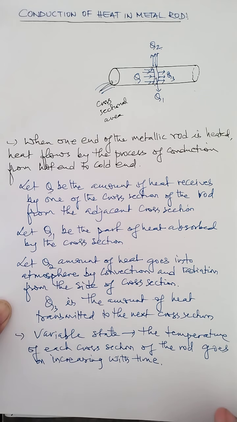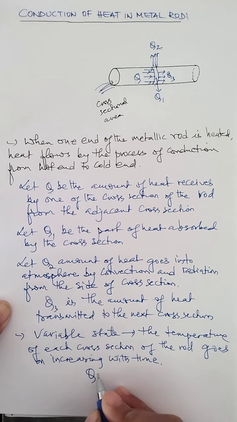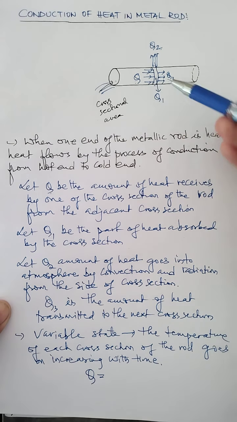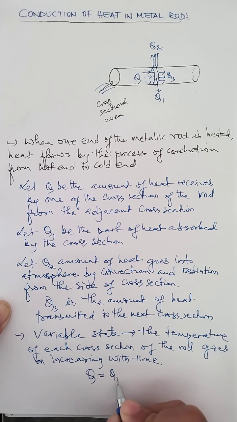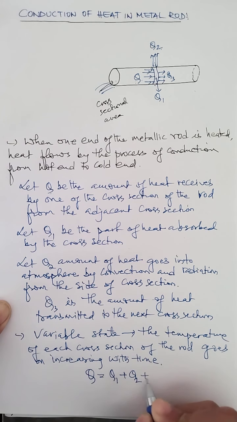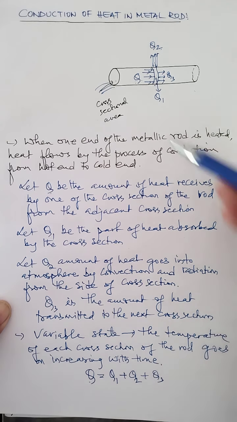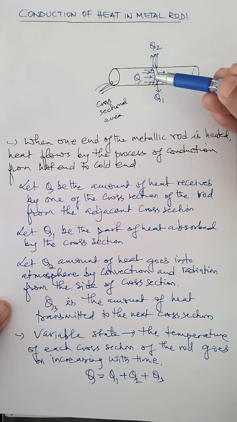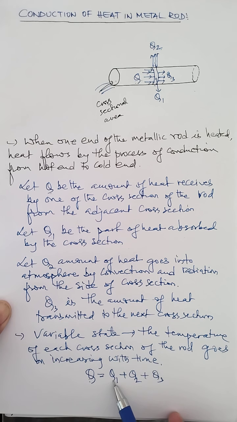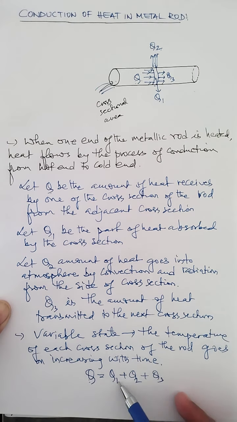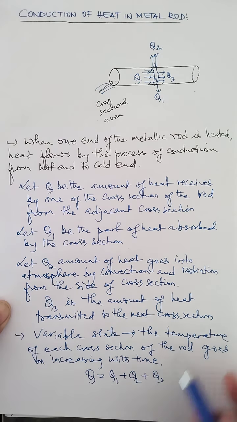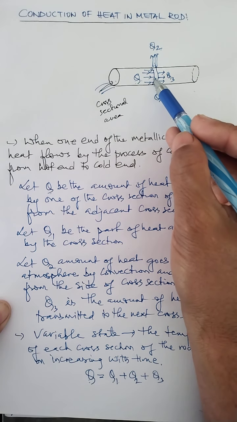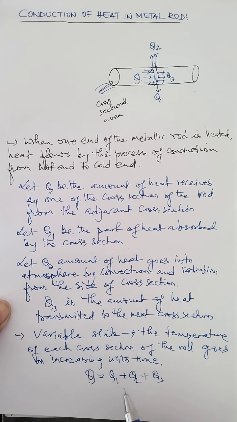So under this particular state, the amount of heat received by any cross section of the rod, say this cross section, Q, is equal to Q1 plus Q2 plus Q3. That means heat Q equals Q1, the heat absorbed by this cross section, plus Q2, the heat that goes out from the side of this cross section, plus Q3, the amount of heat transmitted by this cross section to the next cross section. So this relation says that Q equals Q1 plus Q2 plus Q3.